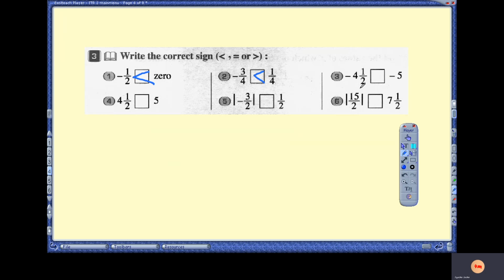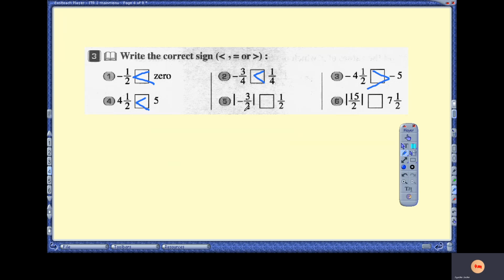Here we have negative 4 as a whole number, and here negative 5. So negative 4 is greater than negative 5. We have two whole numbers, 5 and 4. 5 is greater than 4, so you'll put smaller than.